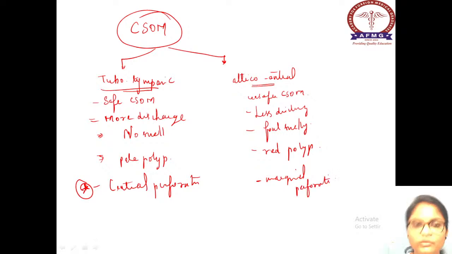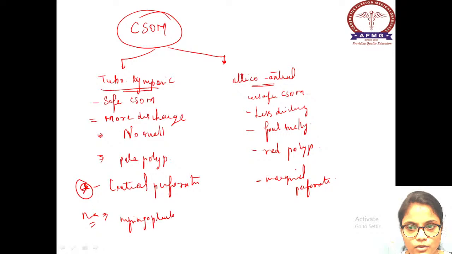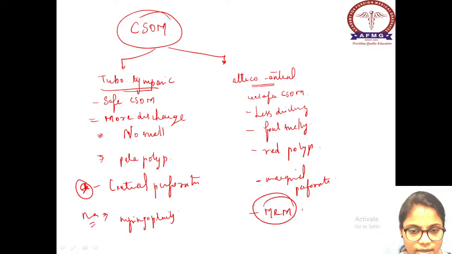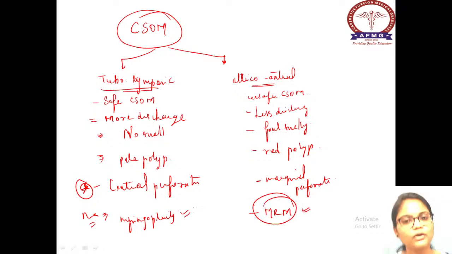Very important. So how would the treatment differ? Here we can do myringoplasty. And in atticoantral, we have to do MRM, modified radical mastoidectomy. So by that way the treatment also differs. So this is how CSOM is very important. They can ask any feature in your clinical correlation by otoscopic examination, and they can ask you the answer.